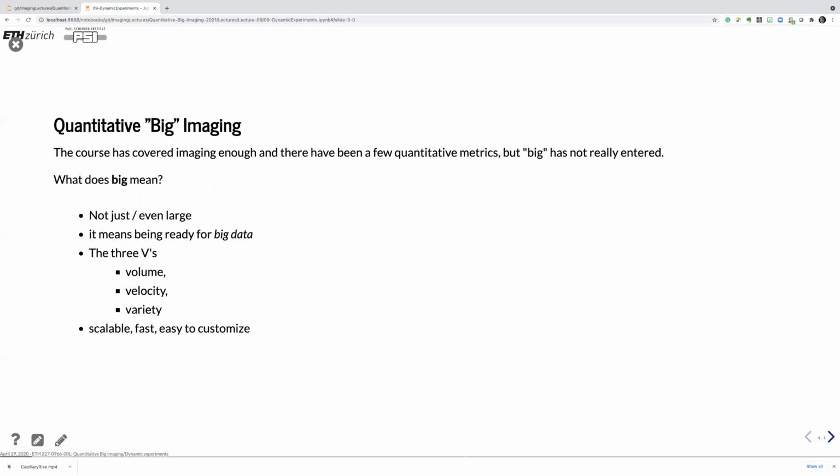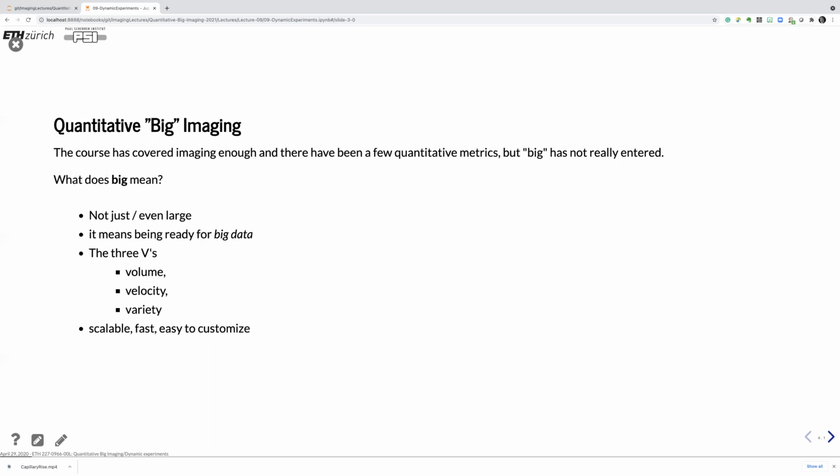So the topic is big imaging, and it's not only about it being big or large, but it also means that we should be able to handle this data. It's not only producing 10 hard drives full of data, but actually being able to cope with it and get some real information from it.